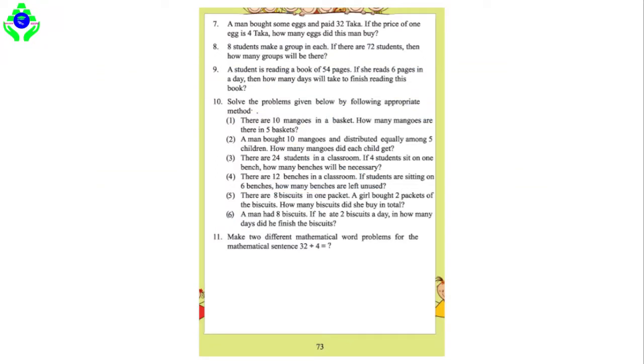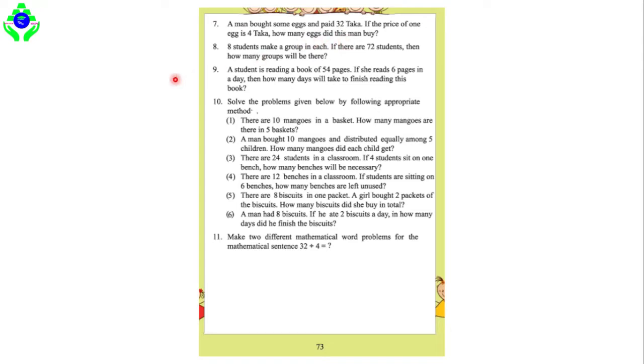You can see it is page number 72 of your Elementary Mathematics textbook, where the author has written almost 5 types of questions, and all of these questions are very simple, and you can understand all of them easily. In question number 7, the question is: a man bought some eggs and paid 72 taka. If the price of one egg is 4 taka, how many eggs did this man buy?